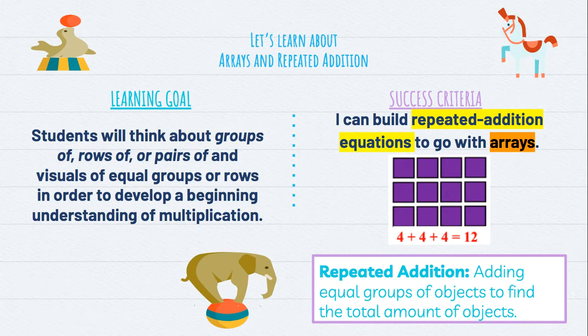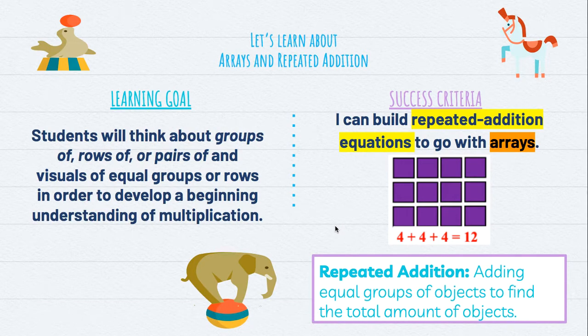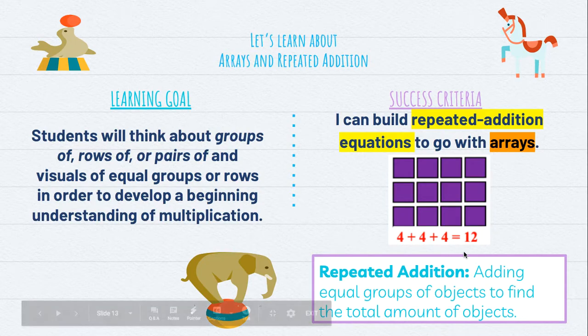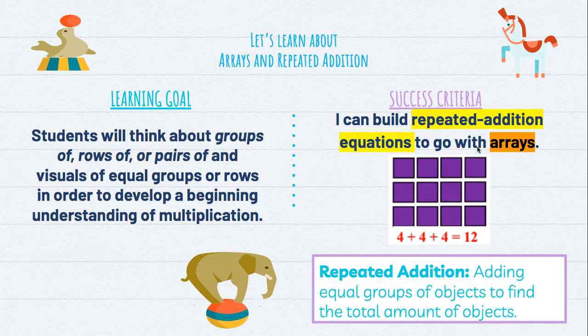Your learning goal for this week is students will think about groups of, rows of, or pairs of, and visuals of equal groups or rows in order to develop a beginning understanding of multiplication. Your success criteria, I can build repeated addition equations to go with arrays. So this is an example of an array. Repeated addition is adding equal groups of objects to find the total amount of objects. And here's an example of a repeated addition equation. 4 plus 4 plus 4 equals 12.